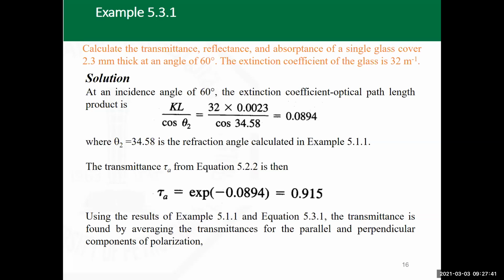For an angle of 60, the extinction coefficient optical path length product is given by KL over cosine theta squared. So the value is 0.04894. Why do we calculate this value? Because we use it for the calculation of tau A. So the transmission tau A from equation 5.22 is given as exponential of minus KL over cosine theta 2. If you remember, this value has been calculated, and accordingly, tau A is calculated as 0.915.